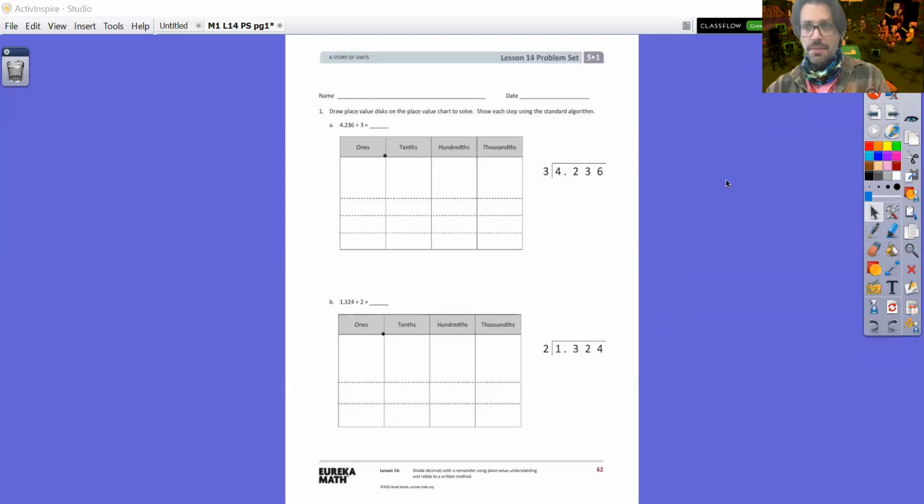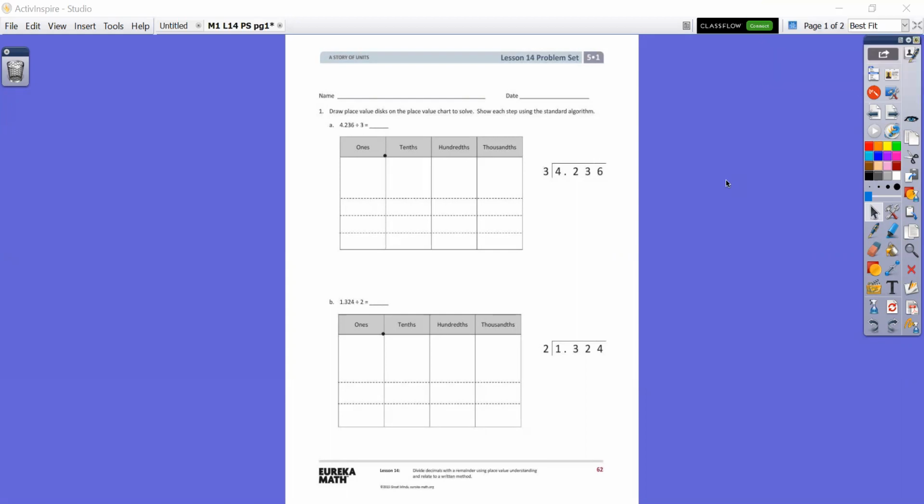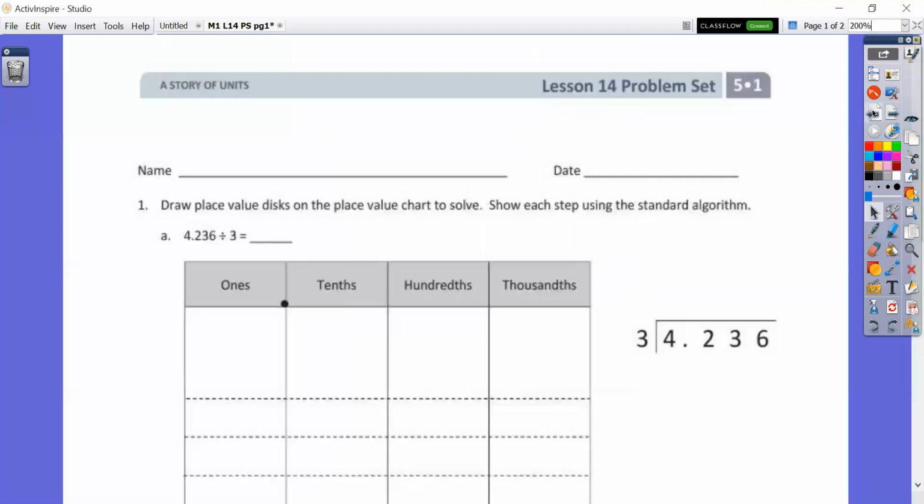As you can see, I am in the middle of Minecraft. But I'm actually just sitting at my desk. But I'm going to minimize this and zoom in on our screen so that we can work on lesson 14 together. Now, as always, let's get our names on this paper.